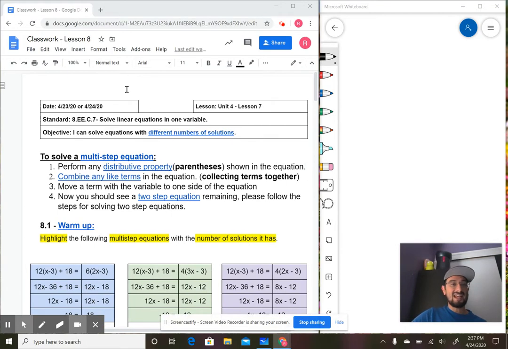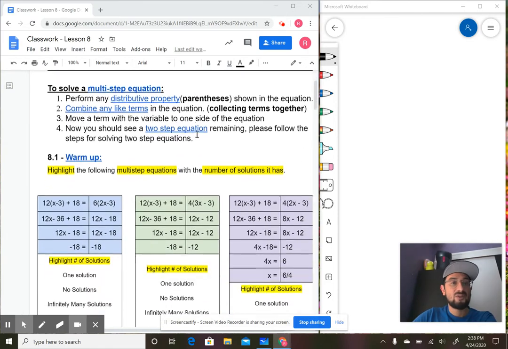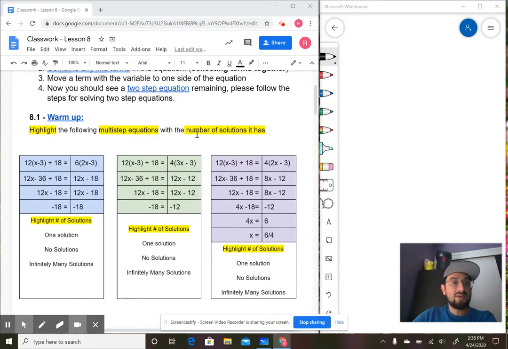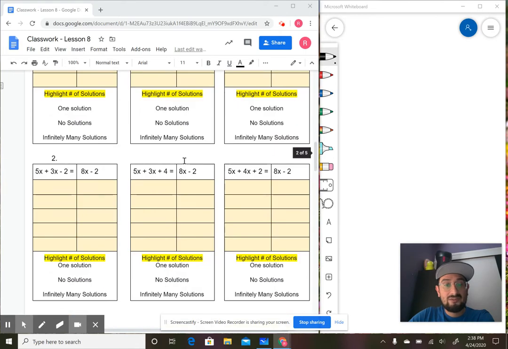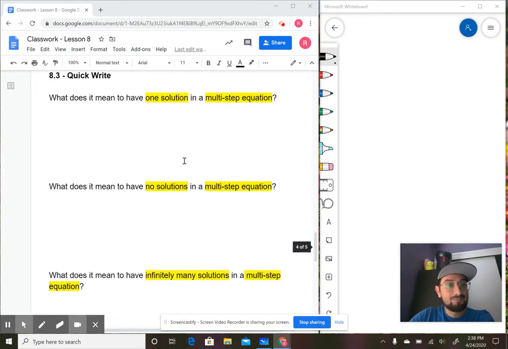Okay, so the standard today is solving equations with one variable. The objective is I can solve equations with different numbers of solutions. And for the warm-up, highlight the following multi-step equations with the number of solutions it has. So remember that we talked about different types of solutions yesterday.